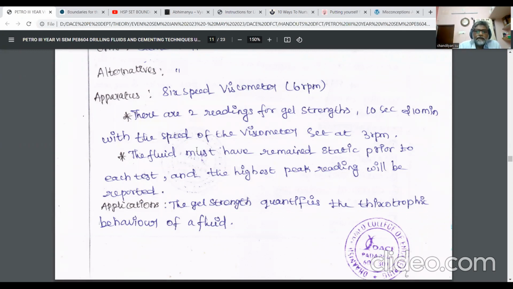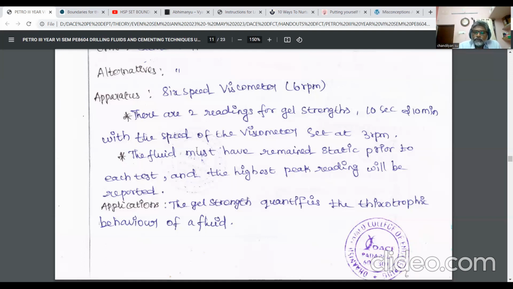How to do this experiment? We'll be performing it in the next semester, but theoretically I'm talking about it. It is run at 3 RPM, noting down the theta reading. The theta reading is the shear rate reading. Two readings you have to take: one for 10 seconds and one for 10 minutes.